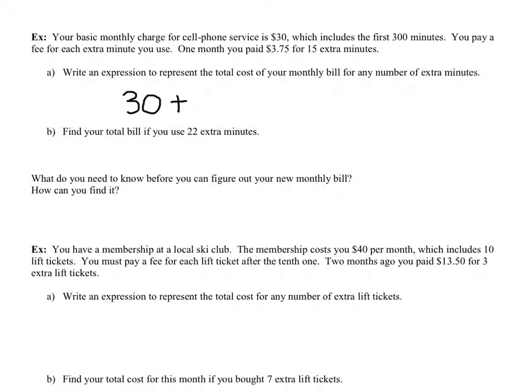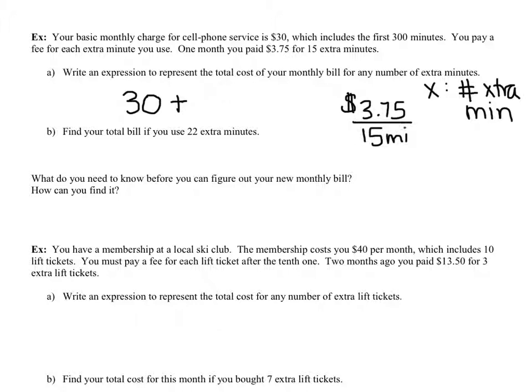Here's where it gets tricky. We need to know how much it costs per extra minute, but all we know is that it costs $3.75 for 15 extra minutes. Our variable, x, the thing that can change, is going to be the number of extra minutes, and what we need to know is how much those extra minutes cost. So we're going to make a unit rate, because we want to know the cost for 1 minute. We know it's $3.75 for 15 minutes, so 15 goes on the bottom, and then we divide top and bottom by 15. If you do that, you end up with a cost of 25 cents per minute.